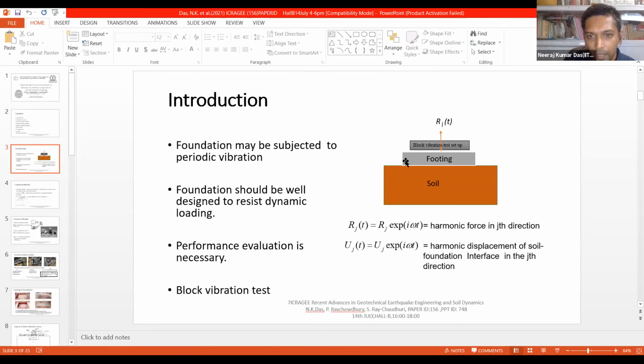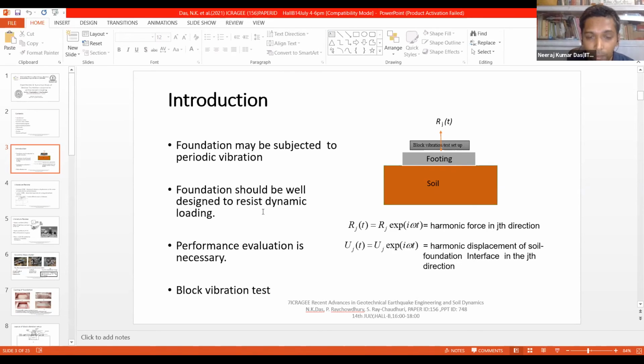Basically, at the field site, we have a model footing. We vibrate it by a Lazan type eccentric mass shaker. So basically we give a harmonic force, and as a result, we get harmonic displacement, velocity, or acceleration. The concept is that a machine foundation may be subjected to periodic loading.